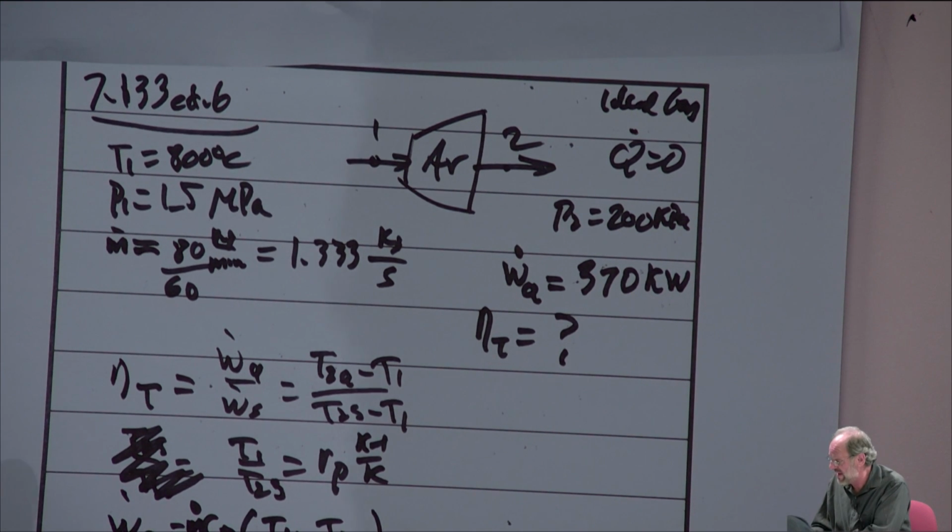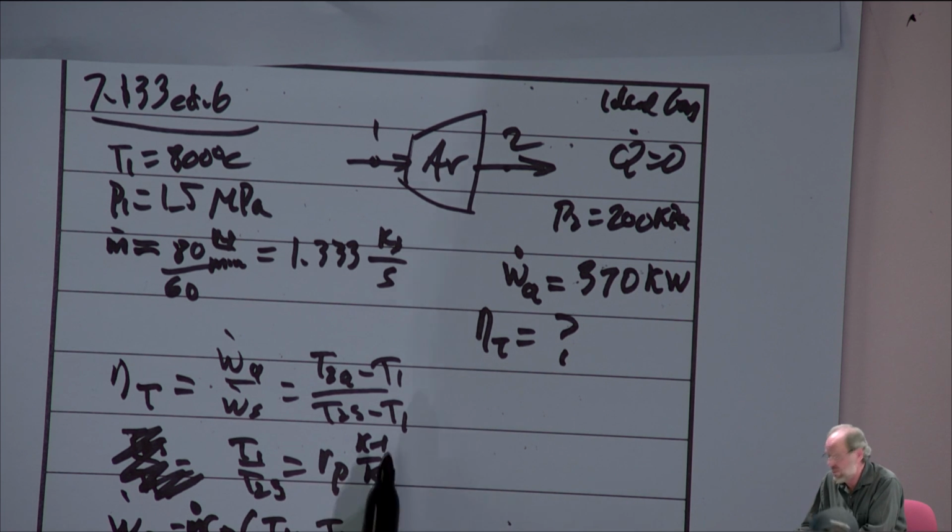So now I think we have the problem set up. Let's think about it. We know the mass flow rate. We can look up Cp. We know T1. We know the actual power, so we can just find the actual temperature of the discharge using this equation. Using the equation directly above, well, we know the pressure ratio. We can look up k.